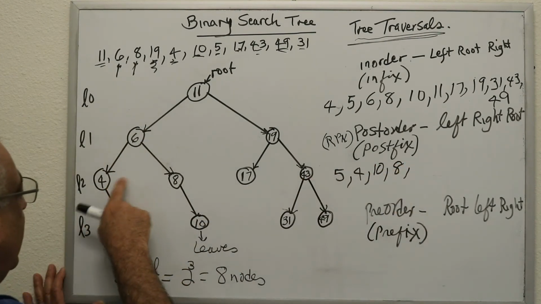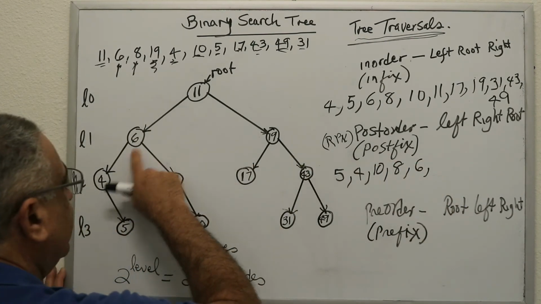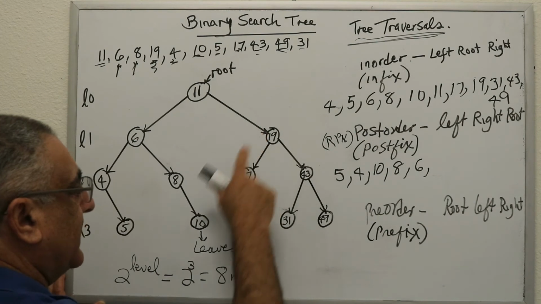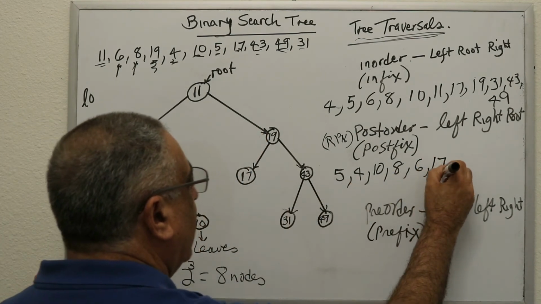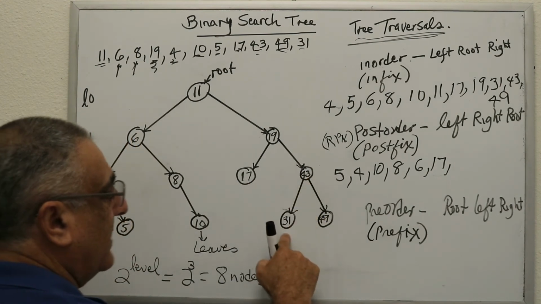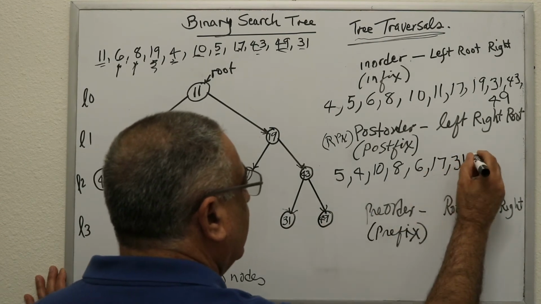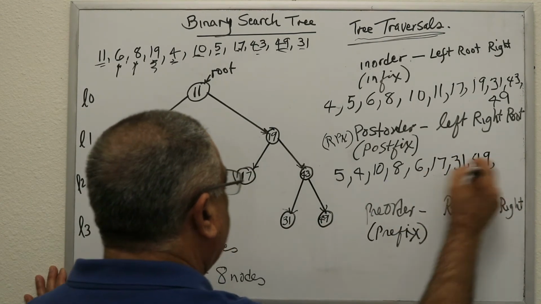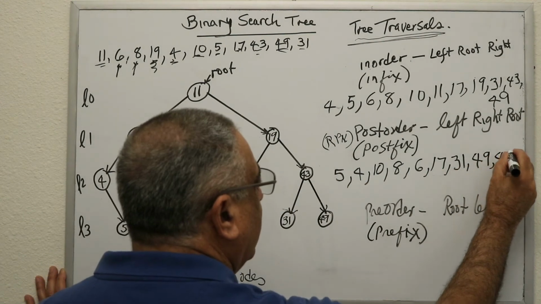According to this, I've gone left, right, root, which is 6. Now I've gone left, I go right. Well, that's a subtree. I go left. That's 17. And then I go left, right. That's a subtree. I go left, which is 31. And I go right, which is 49. So according to this, I've gone left, right, root, which is 43.